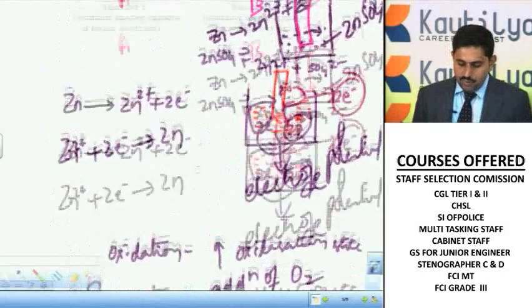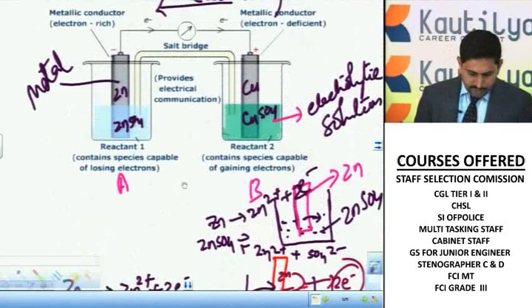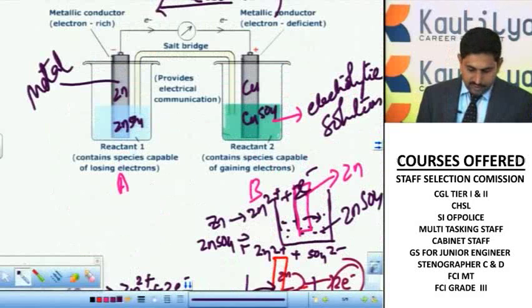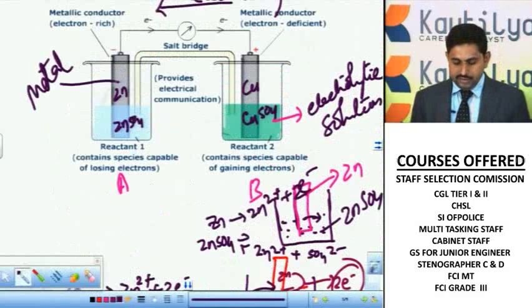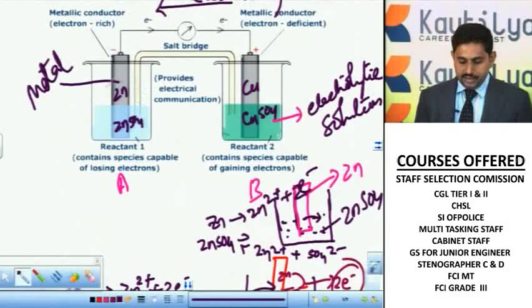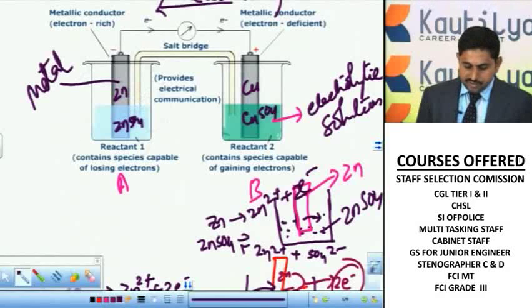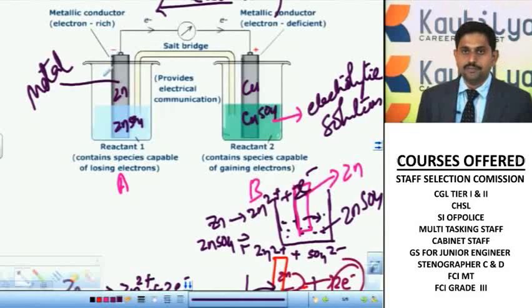Now we'll see. As I told you, in this case we have taken zinc metal and kept it in a zinc sulfate solution. We have taken copper metal and copper sulfate solution. The first reactant, present on the left side, loses its electrons. That is oxidation.